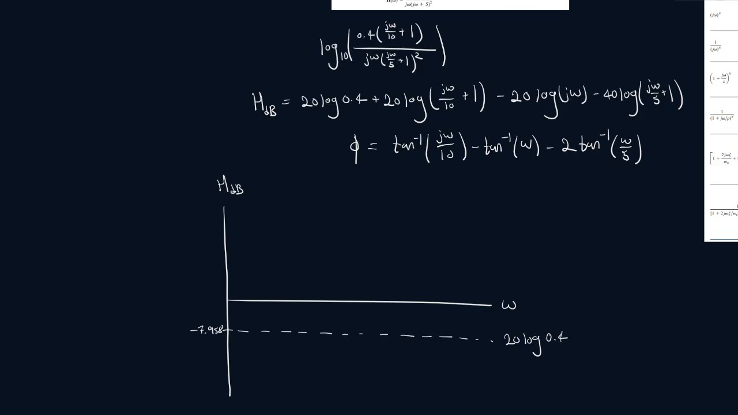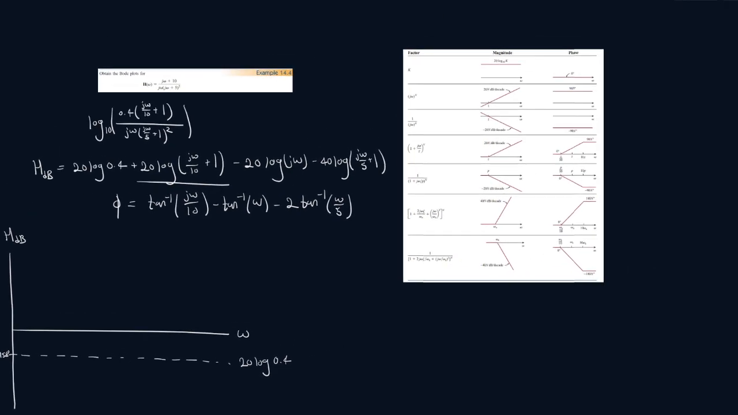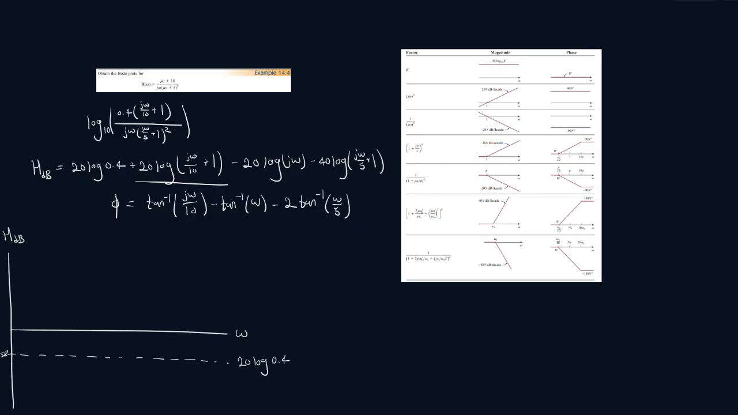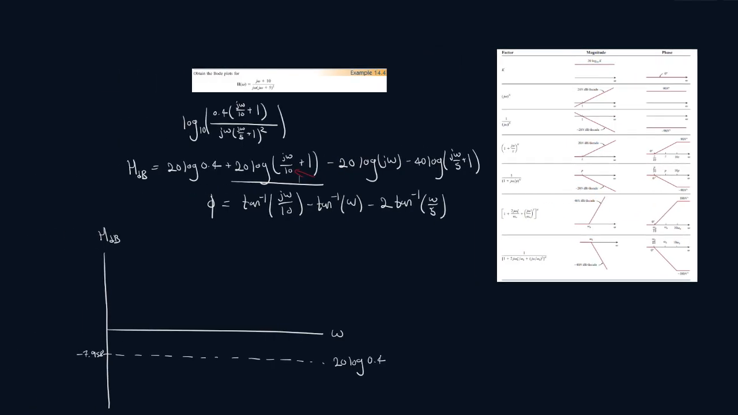Now what's next? Now this one, let's check our sheet. We see jω over 10 plus 1. That matches this one. So at the corner, which is going to be at 10, it's going to break up and have a slope of 20n decibels per decade, n being whatever the power is on this. So at 10, it's going to do this and then move up from here, with a slope of 20 decibels per decade.